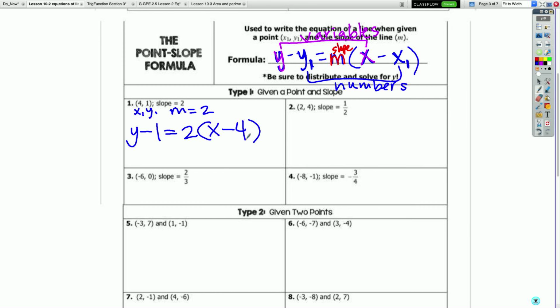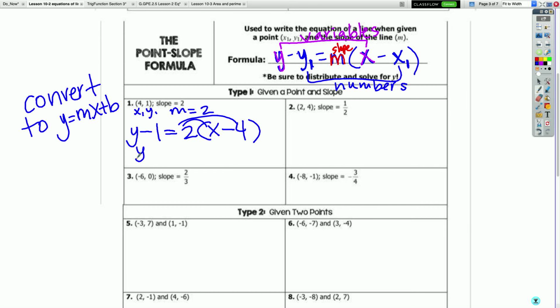Okay, so that is point slope form, but we have to get it back into slope intercept form, which is what? y equals mx plus b. So we have to convert it to y equals mx plus b. What would be the first step of doing that? Getting y by itself, but what do we have to do to this side? Distribute. So let's distribute that too.